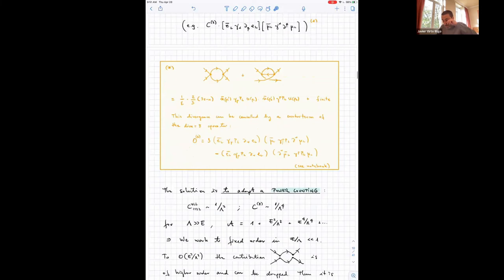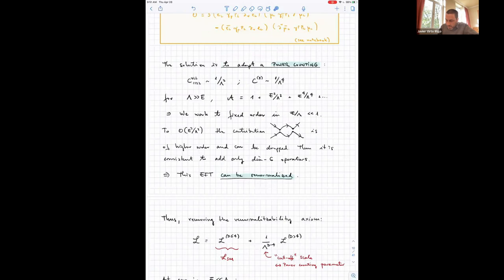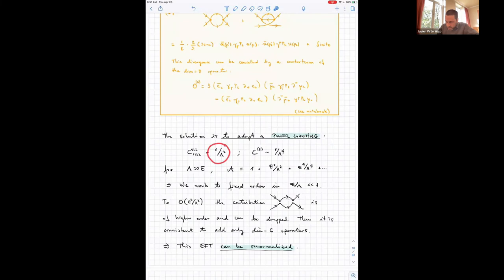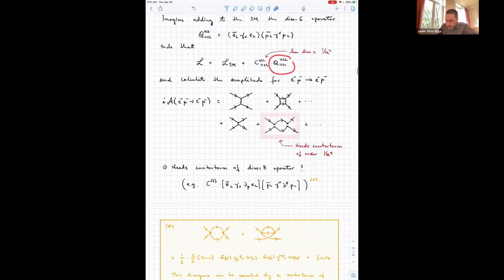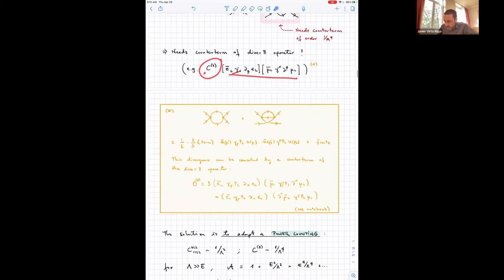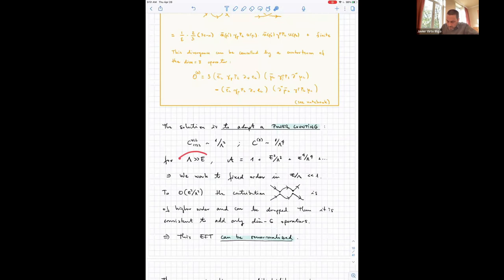Okay, so what is the solution to this problem? The solution is to adopt what is called the power counting, okay? Power counting is the following. As you can see, I already told you that this coefficient goes like 1/λ² because it has to have the right dimensions to give a Lagrangian of dimension 4. While the coefficient of this operator here, since this is a dimension 8 operator, needs to have a scaling of 1/λ⁴. Now, if I'm doing experiments at energies E much smaller than whatever is the scale that appears in this scaling, then whatever amplitude I'm calculating, I will be able to write it as an expansion in E over λ.